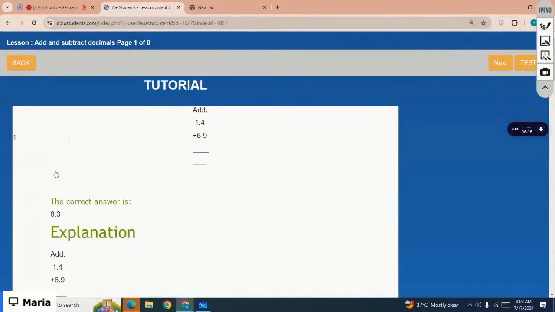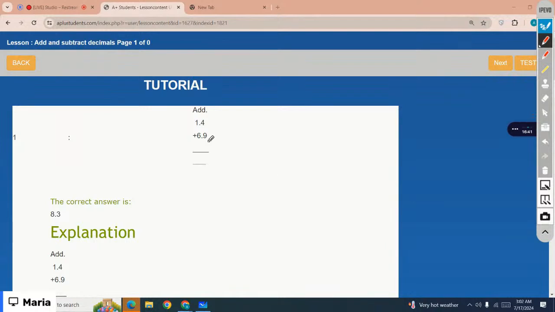Okay, so the first example is 1.4 plus 6.9. So you need to add. You just have to arrange them one above the other according to the decimal point. Basically, you just need to line up the decimal point. So they are already lined up according to the decimal point. We simply have to add them. That is 9 and 4 makes 13. Write 3 over here and carry 1. So that is 6 plus 1, 7 and 1, 8. That is 8.3. The correct option is 8.3.